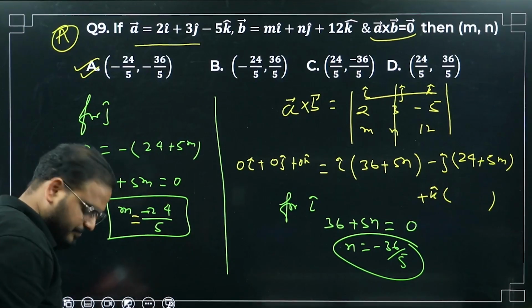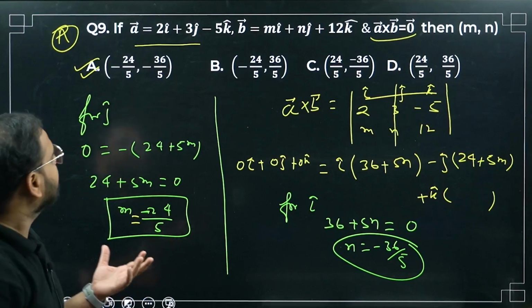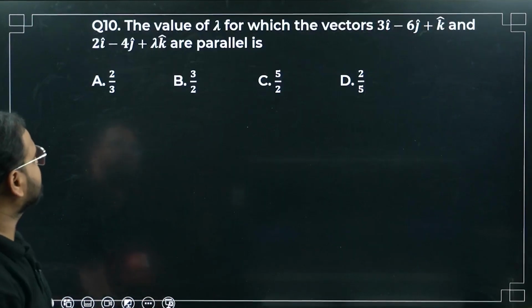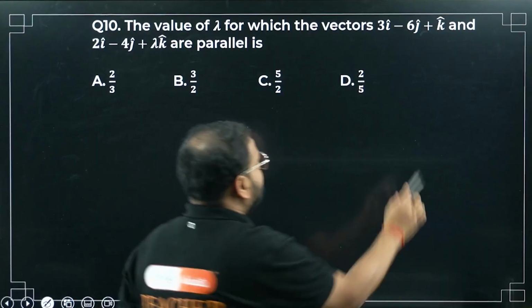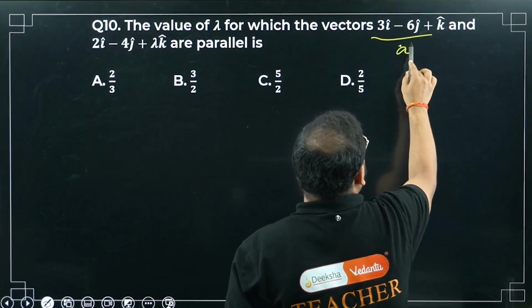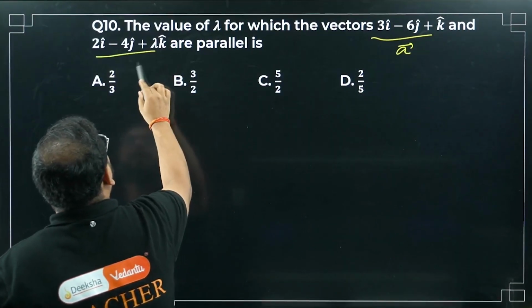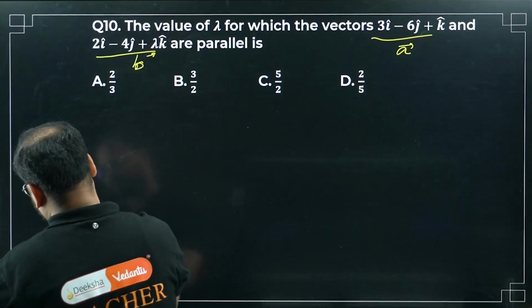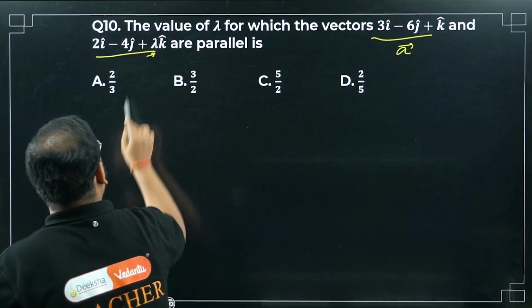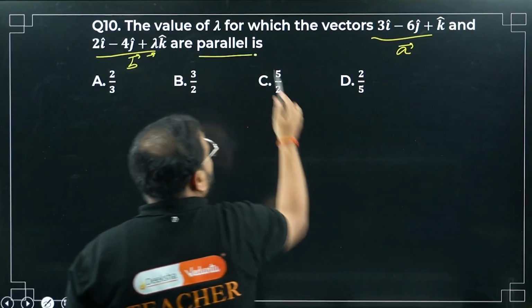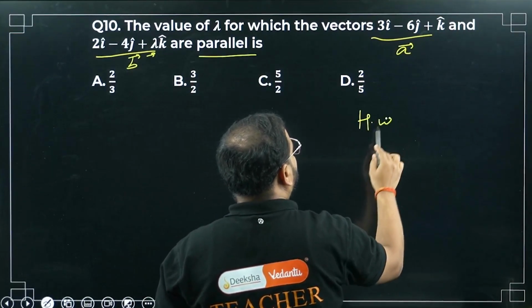Okay, simple problem. I hope you got it. Yes, simple question. The value of lambda for which the vector A and vector B are parallel. I've done this kind of question. Please solve it. Homework for you.